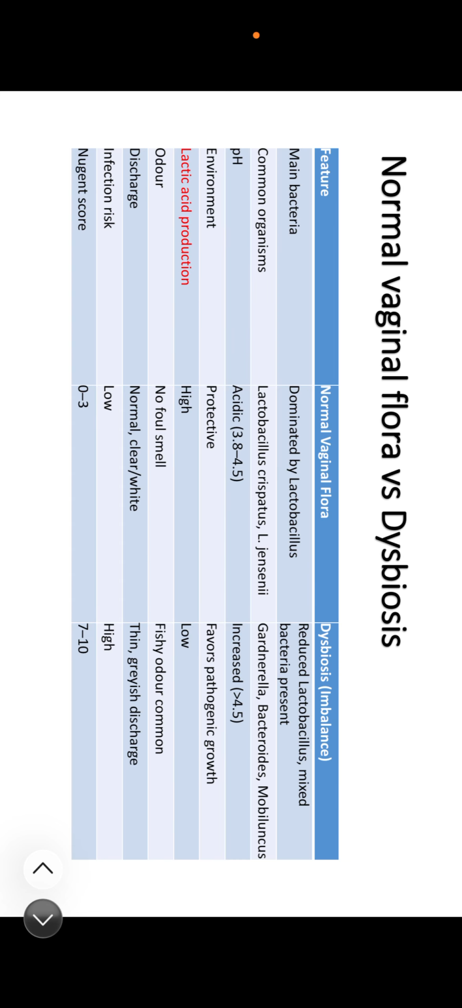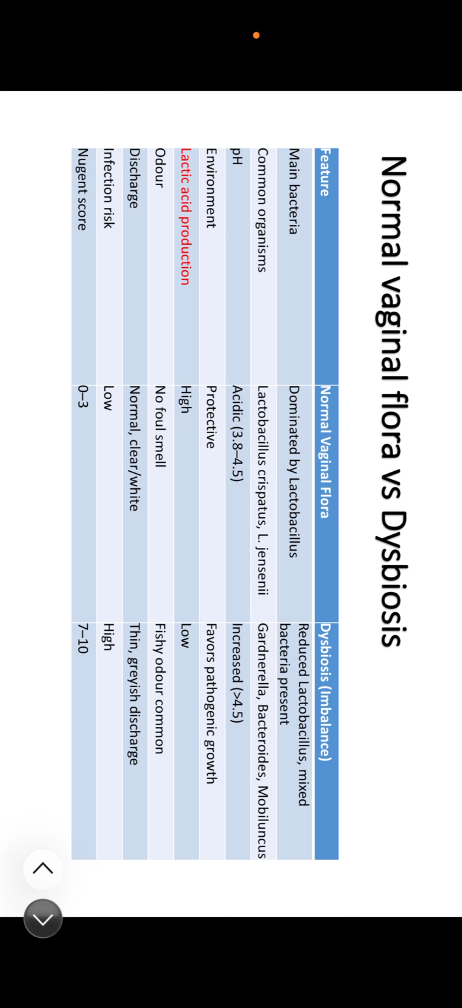Now, in order to understand that the patient is suffering from bacterial vaginosis, you must also understand the difference between the normal vaginal flora and the disturbance in the normal vaginal flora, which is known as dysbiosis. In the normal vaginal flora, the main bacteria that we will find is lactobacillus. If there is disruption of this normal vaginal flora, then there will be less lactobacillus and more of other bacteria, which can be Gardnerella, Bacteroides, or Mobiluncus.